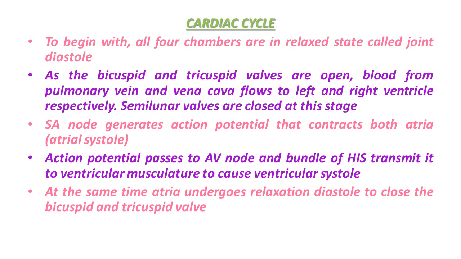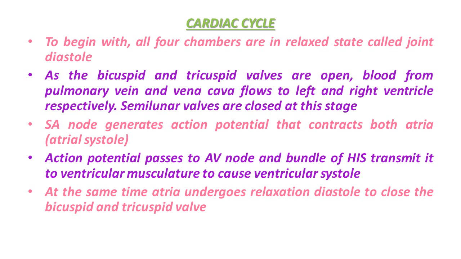To begin with, all the four chambers of the heart are in a relaxed state. At the time of beginning, they are in joint diastole. We use this word diastole when all chambers are in a relaxed condition. As the tricuspid and bicuspid valves are open, blood from the pulmonary vein and vena cava flows into the left and right ventricle respectively through the left and right atria. Semilunar valves are closed at this time.